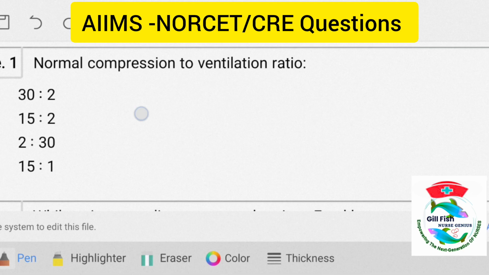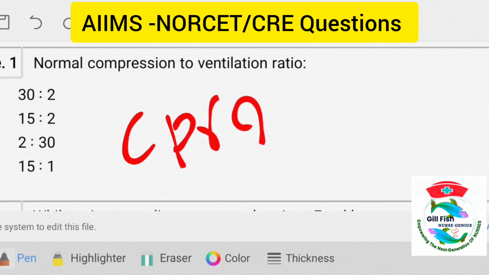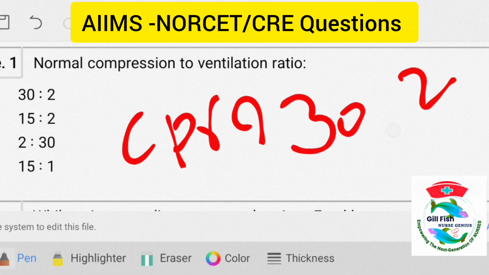So actually what they are asking is, during CPR, what ratio are we going to give? Yes, 30 is to 2. That means compression will be 30 and ventilation will be 2. So what is the correct answer? Option 1 will be the correct answer. Okay, fine. Move on to the next question.